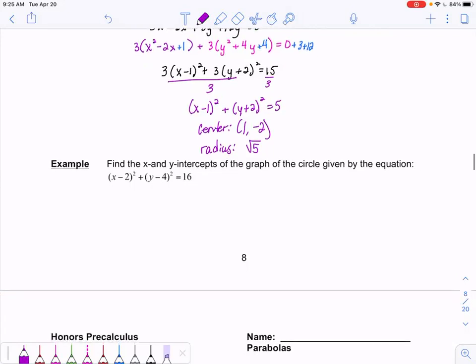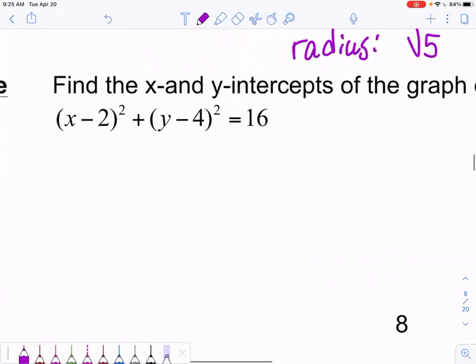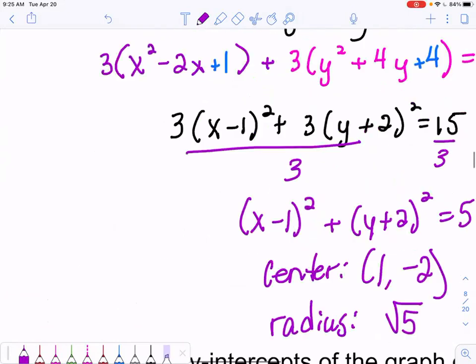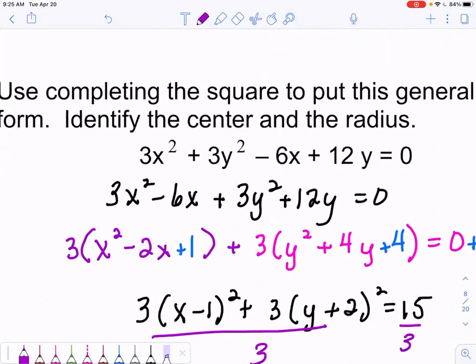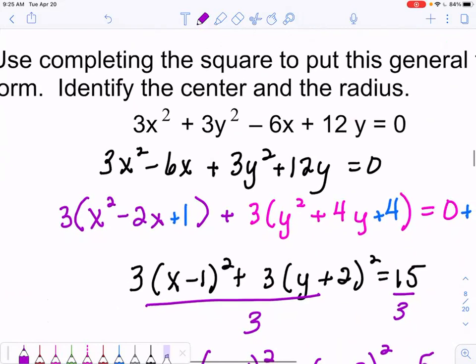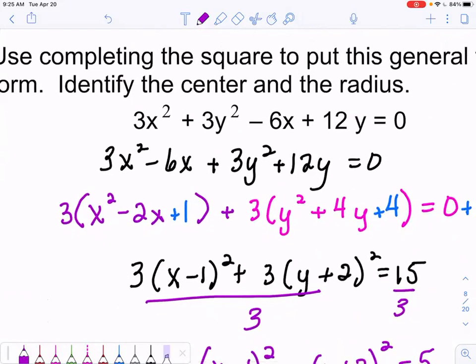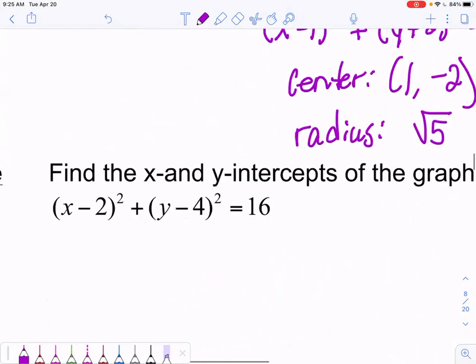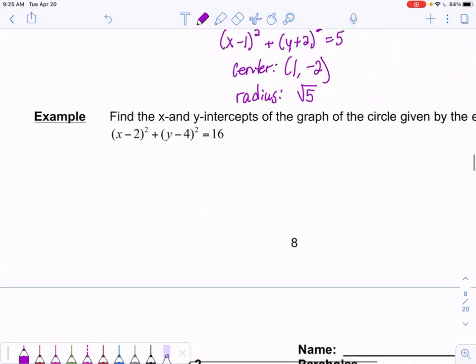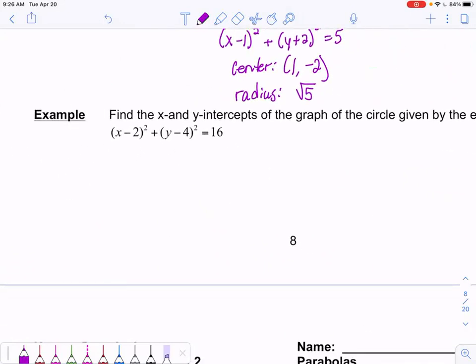So we have this problem already in standard form. If it was in general form, notice the difference between general versus standard. I call general the expanded form. Standard form is the quantity squared. That's easily graphed. So if an equation is given in general form, you'll complete the square to get it in standard form. But this equation is in standard form for us, and it wants us to find the x and the y intercepts of the graph. We're going to do this algebraically.